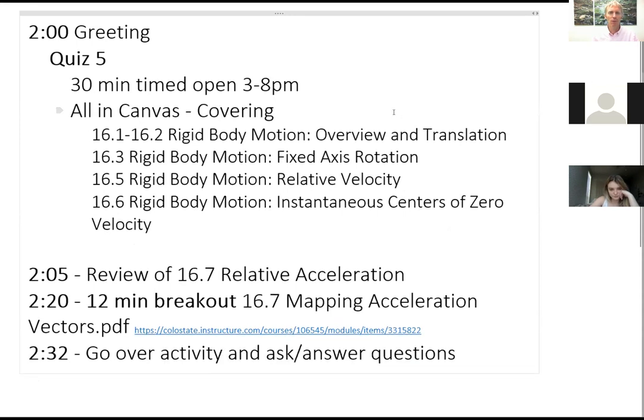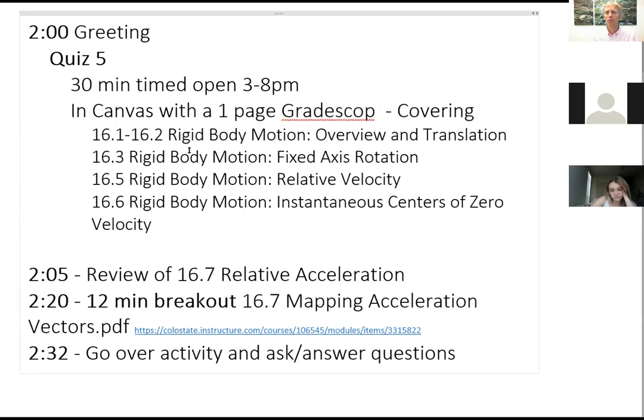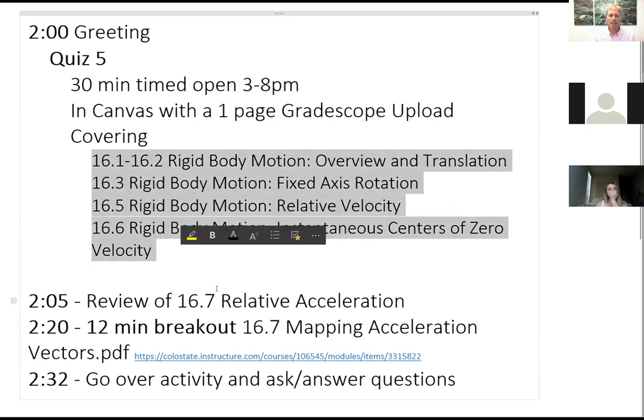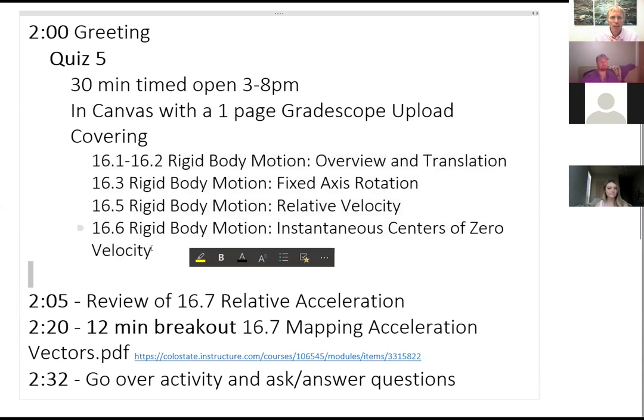I copied this over from quiz three. It is a combination of Canvas, so it is in Canvas, with a one-page Gradescope upload. Okay, so similar format to previous quizzes, which basically has some kind of a drawing or worked out problem for partial credit. It is covering the series of topics here out of chapter 16, basically 16.1 through 16.6.